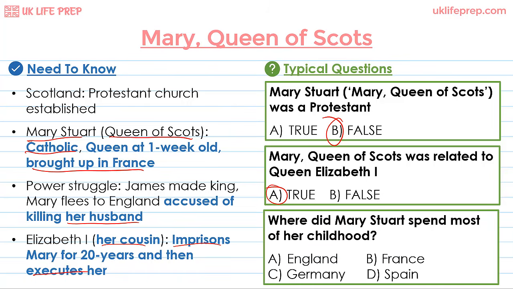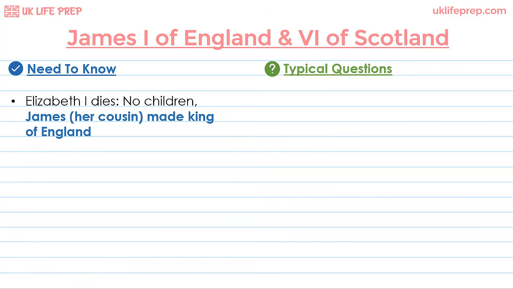The last question reads, where did Mary Stuart spend most of her childhood? We saw that she spent most of her childhood in France. Elizabeth I had no children, so when she died, her cousin, James VI of Scotland, is made King of England, becoming James I of England and VI of Scotland.